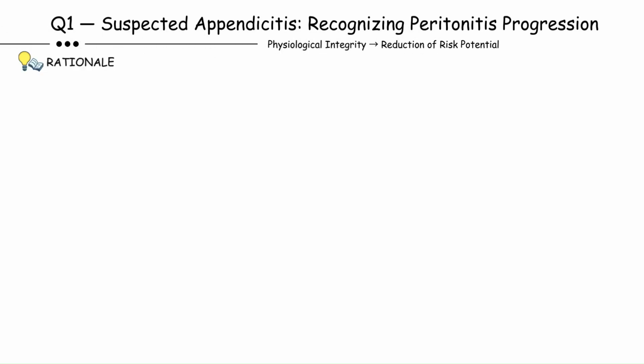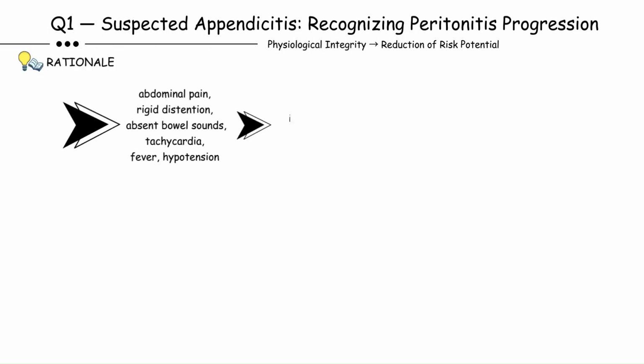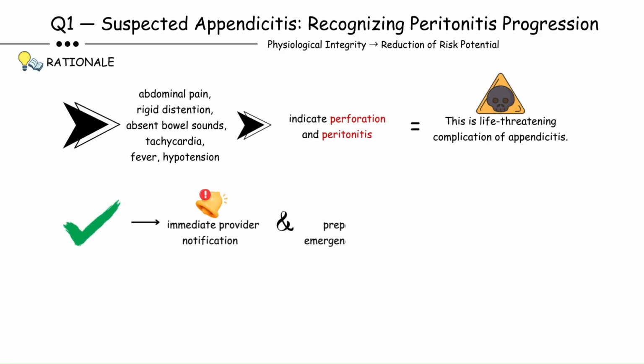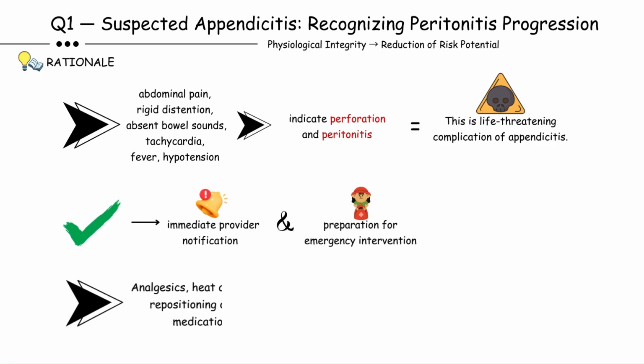Rationale. These findings show that the appendix has likely perforated, causing inflammation of the peritoneum. This is an emergency. The nurse must notify the surgeon at once, maintain the client NPO, begin IV fluids, and monitor for shock. Do not give pain medicine, reposition, or apply heat. Those actions can mask symptoms or accelerate rupture.